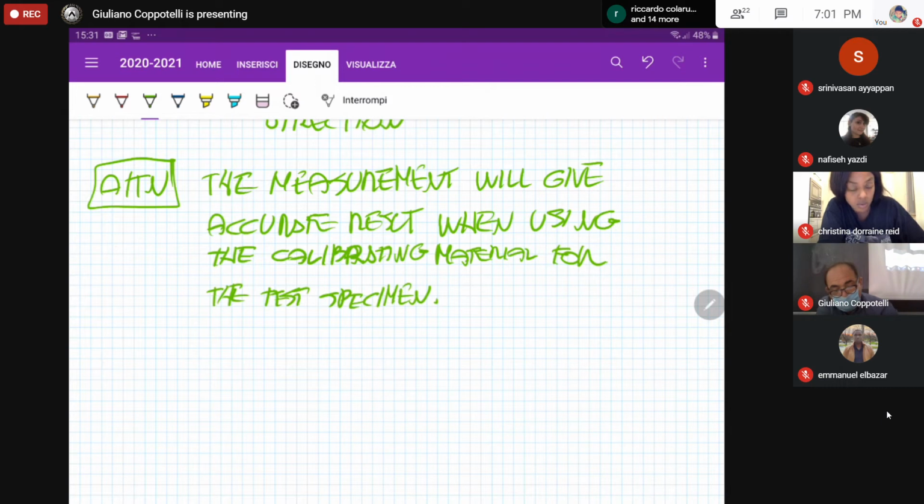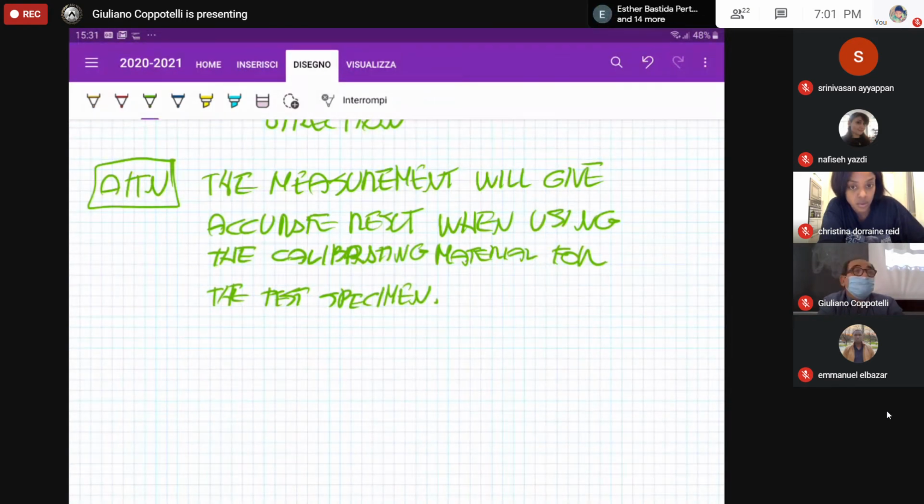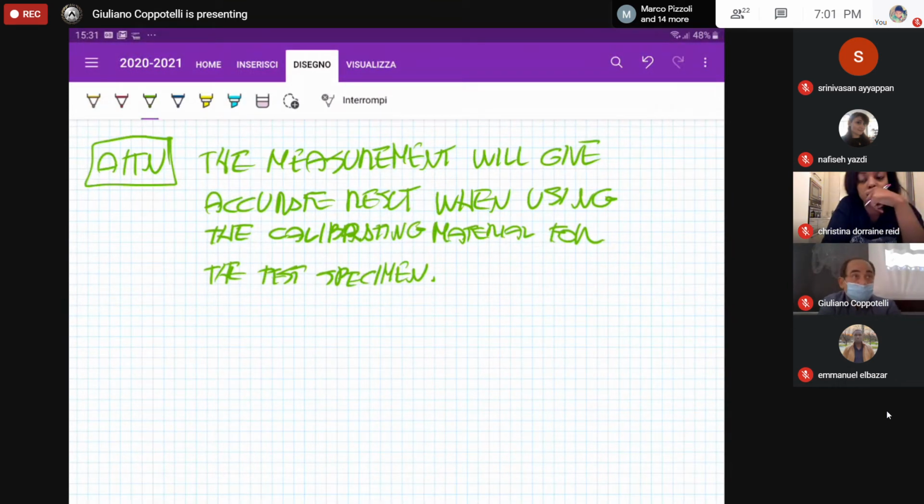What happens if you're not using the calibrating material? So what happens if you are using your strain gauge in a different material? For example, you are calibrating, and therefore you know the information of the KT for that strain gauge when bonded to a titanium material. What happens if I'm now bonding that same strain gauge to an aluminum material, for example? What happens to the transfer sensitivity? What happens to the error?